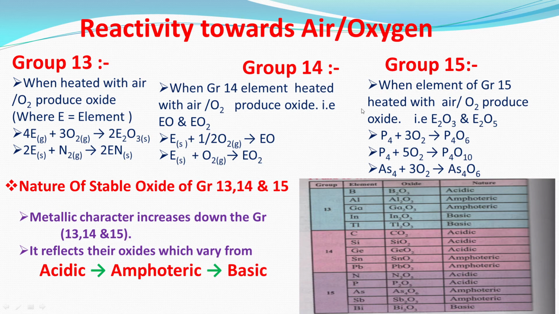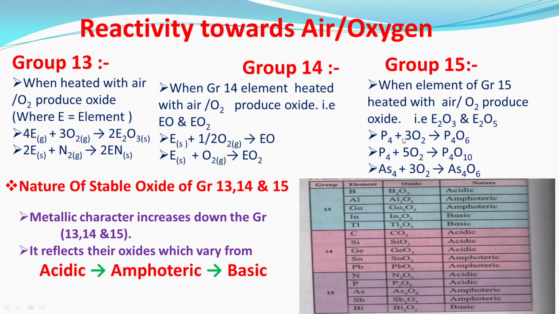In group 14, when the group 14 elements carbon, silicon, germanium, tin and lead are heated with air or oxygen, they produce the monoxide and dioxide. There is a formation of monoxide and a formation of dioxide. While in group 15, when the group 15 elements nitrogen, phosphorus, arsenic, antimony and bismuth are heated with air or oxygen, they produce oxides, and these oxides become E2O3 or E2O5, trioxide or pentoxide.